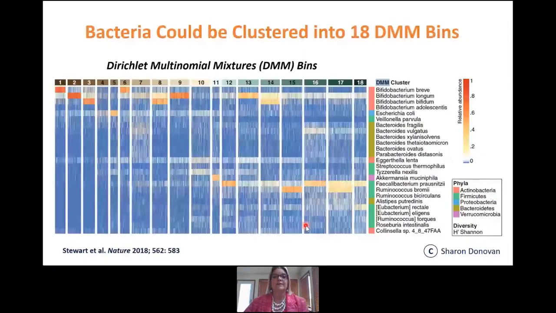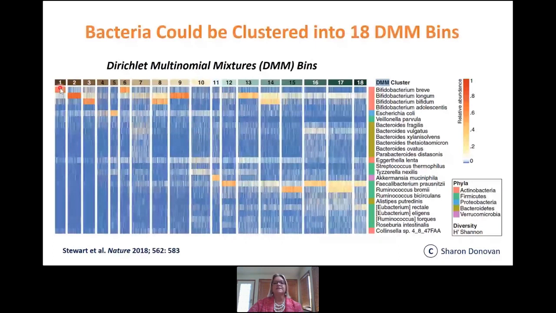So this is a little bit overwhelming at first, so let me walk you through this. But this was a really interesting approach that they were able to take, where they used this Dirichlet multinomial mixtures, which is a clustering program. And so basically they were able to put their sequences in, and not only could they identify who was there, so you see the bifidobacteria here at the top, and then some Bacteroides and others, but they could bin them into these 18 bins of when they were most predominant.